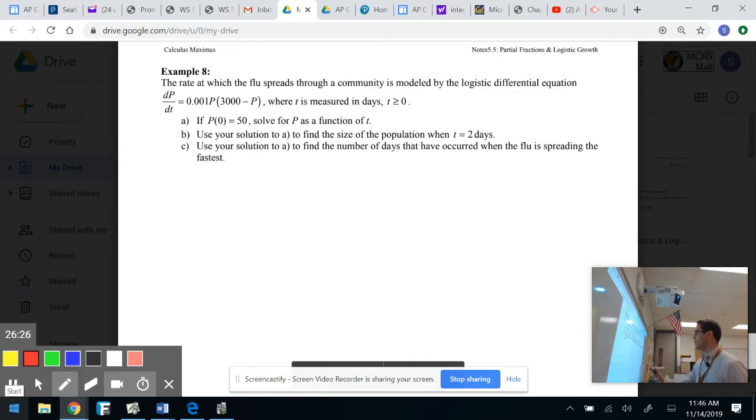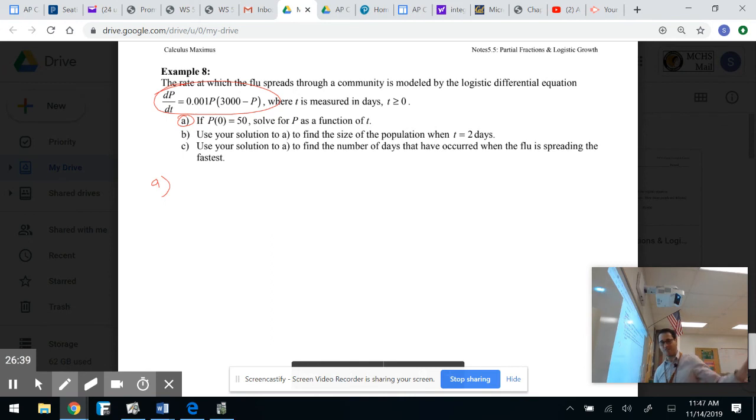Okay, here we go. Here's a big bad one. This one usually causes trouble, so let's go ahead and attack this, okay? If P of 0 equals 50, solve for P as a function of T. Oh, snap. So that means you would have to separate the variables, get that C in there, find the C. Oh, my gosh, that's way too long.